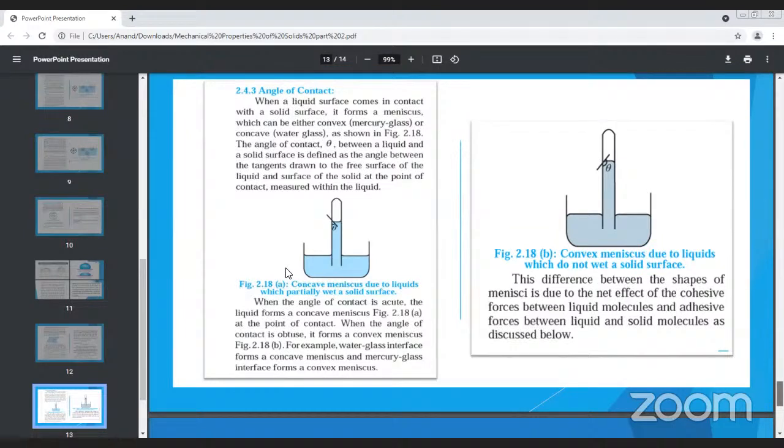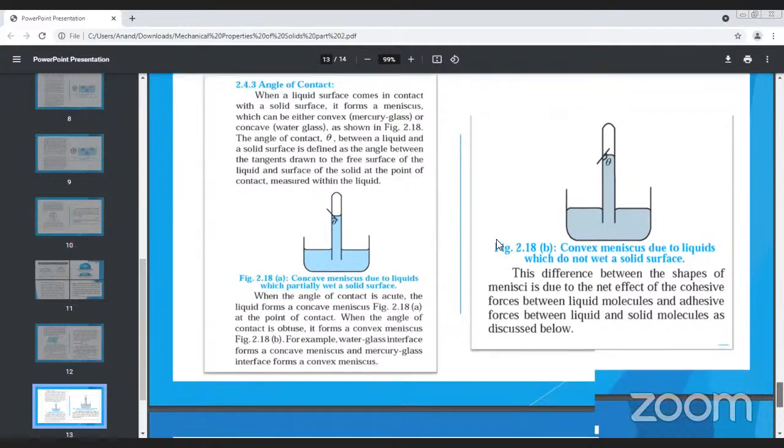This is the difference between the shape of the meniscus due to the net effect of the cohesive force between the liquid molecules and the adhesive force between the liquid and solid molecules as discussed below. म्हणजे हा कशासाठी असणार आहे, cohesive force and adhesive force. Cohesive force कशाचा असणार आहे, net effective force between the liquid molecules and the adhesive force between the liquid and the solid molecules as below.